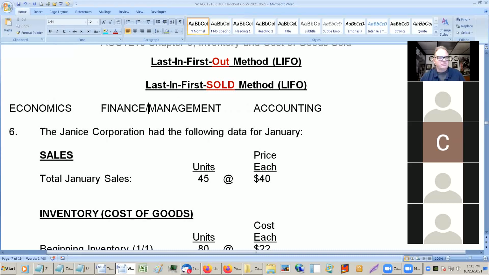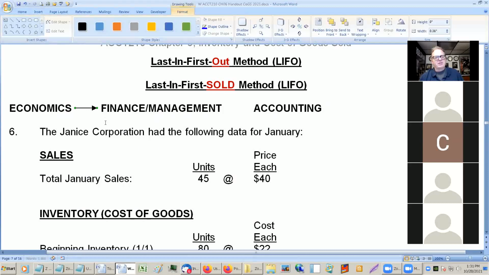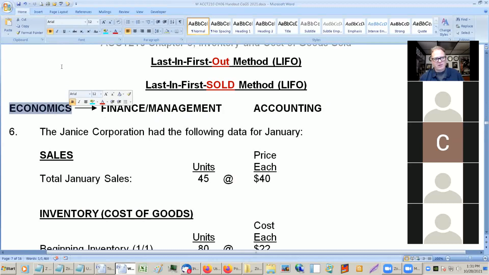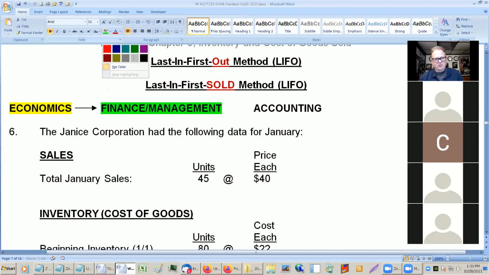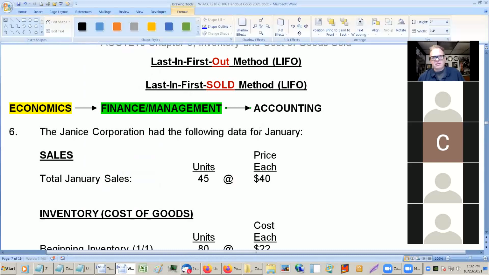It kind of goes like this. Economics are kind of what drives the, and these can be kind of theoretical, this is sort of what drives management, finance and management decisions. So this will be driving the decision. These are the decisions that people like you mostly will be making. And accounting is really not about making decisions.